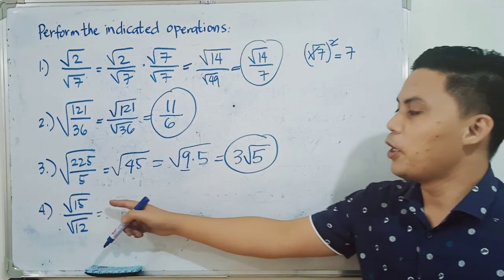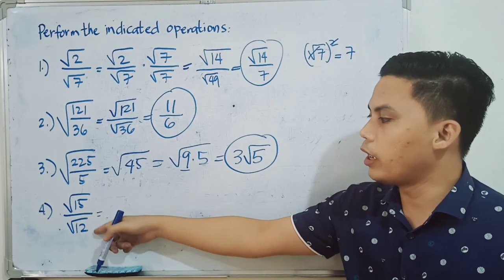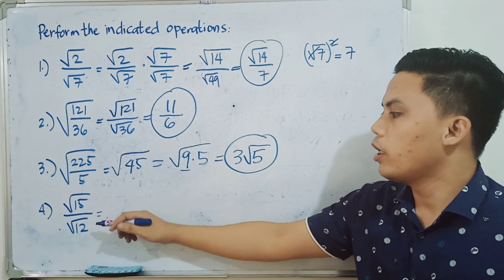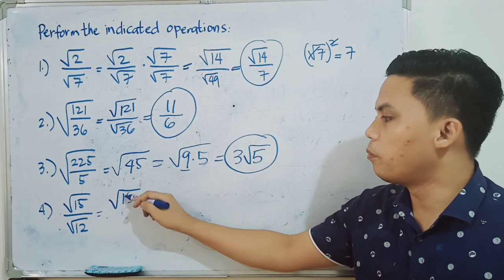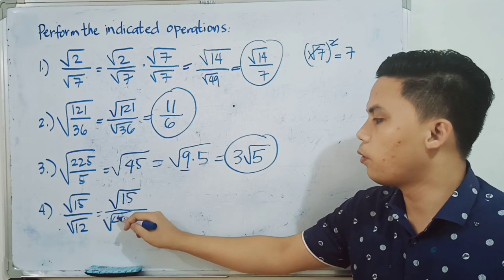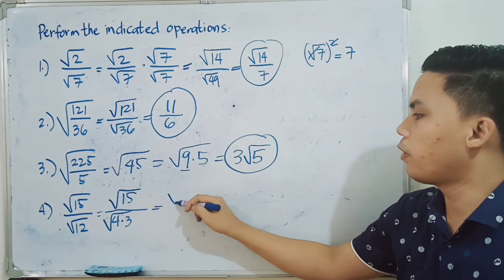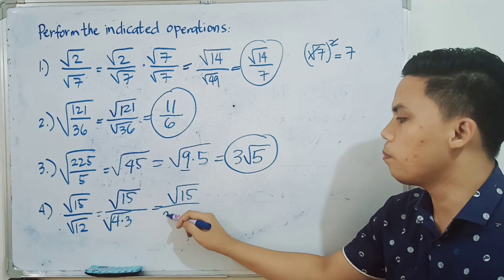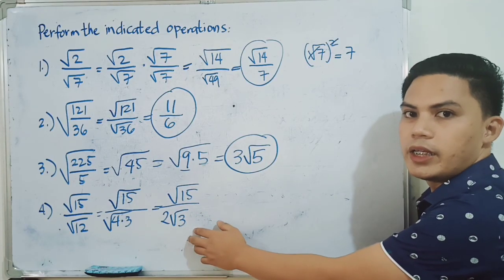And lastly, we have square root of 15 divided by square root of 12. So, we cannot divide automatically or directly 15 by 12. So, titignan natin kung pwede ba natin silang ma-extract. Sa square root of 15, wala nang ibang factors aside from 15 and 1. So, it will remain 15. Sa 12 naman, may factor siya na 4 and 3, or 4 times 3. Then, pwede natin i-simplify. Square root of 15 over square root of 4 is 2. Then, natitira si 3 sa loob ng radical sign natin.